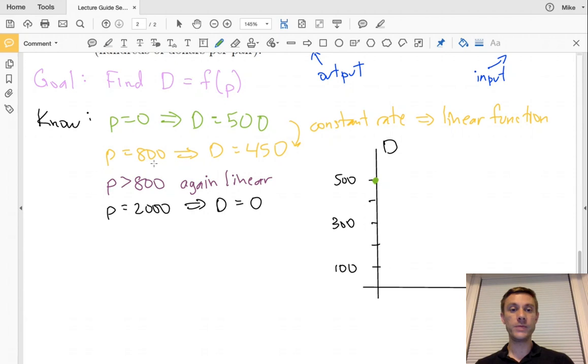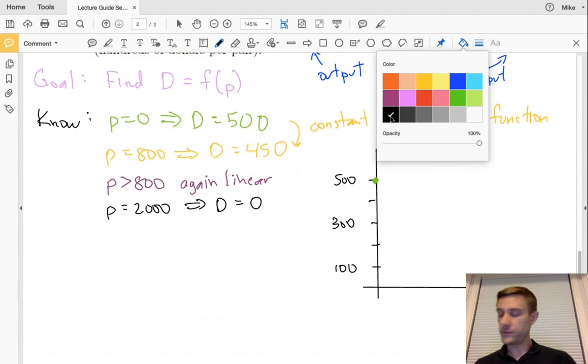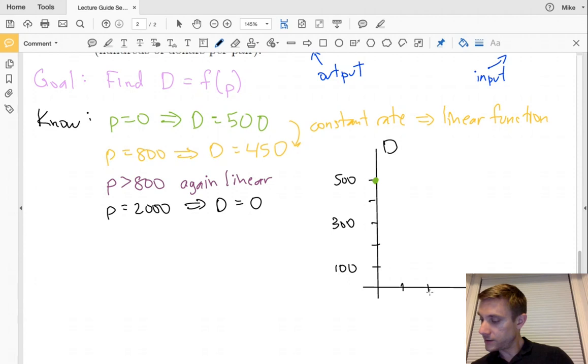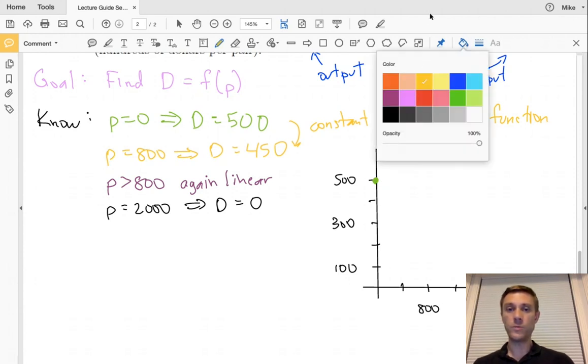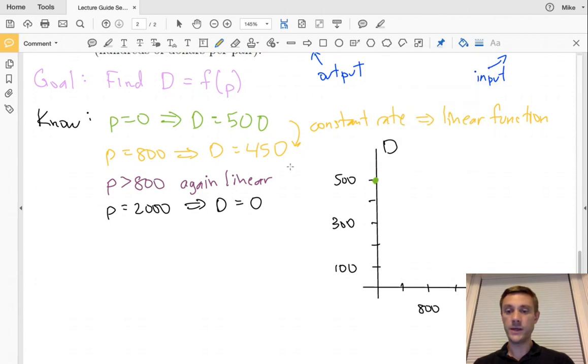We know when we get over to P equals 800, then demand has dropped somewhat. So let's get ourselves a horizontal axis here. I'm going to try to pick these in a slightly devious way. I'm going to pick them in increments of 400. So here's 800, here's 1600, here's 2000, so 2400 all the way over here. And then what we know is this gold point, if you will, the one that corresponds to 800 and 450, would be directly above 800, and I guess kind of halfway between the 500 and the 400 mark there. So maybe somewhere like so.